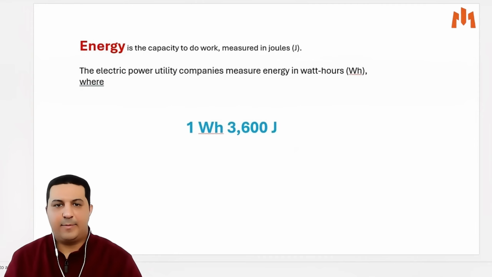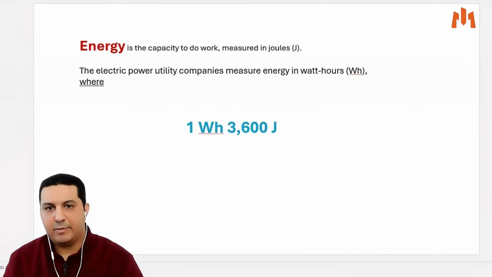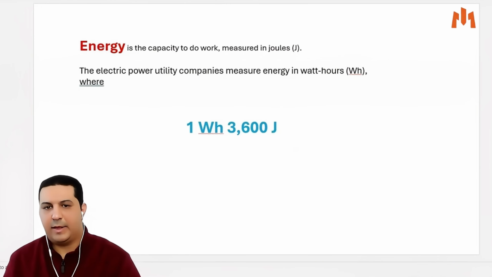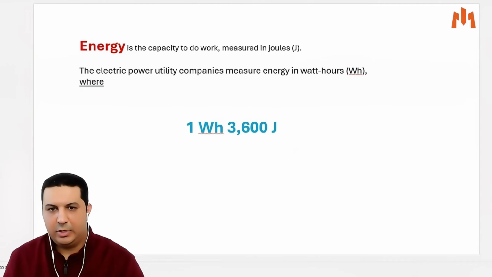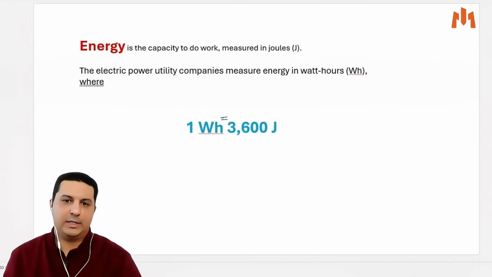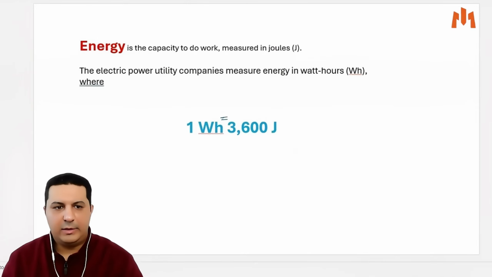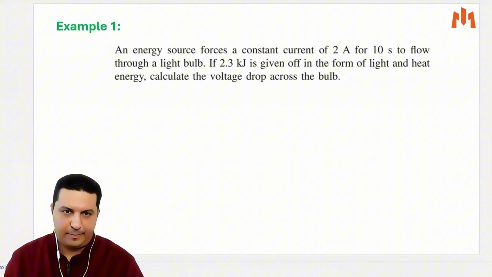Energy is the capacity to do work, measured in joules. The electric power utility companies measure energy in watt hours, where 1 watt hour, as you see, is 3,600 joules. So right now, look at this part.